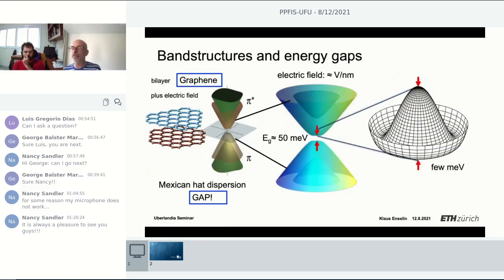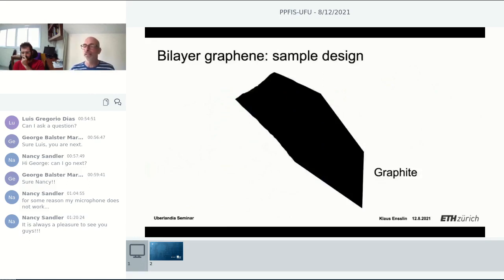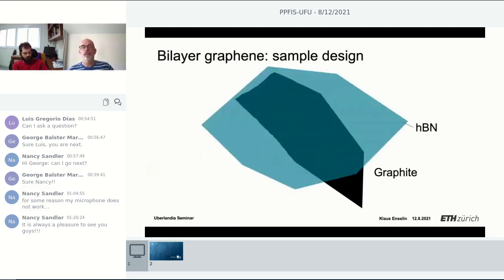So now, how do we build our sample? The samples are built still in the good old way, as developed by the Manchester Nobel laureates many, many years ago. We start out with a piece of graphite. Graphite is a wonderful metal. It has high conductivity and it is extremely flat, atomically flat. So it's the smoothest, best metal that you can find. Then we cover that with a piece of boron nitride. This is supplied by our Japanese collaborators. I think this is the best insulator in the world. I told you before that we can apply electric fields of 1 volt per nanometer or even more. That requires very perfect insulators, and hexagonal boron nitride is one of those. So that's an insulator. Then we put down a small flake of bilayer graphene.